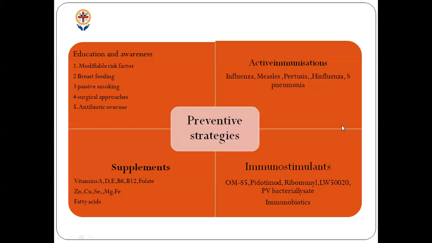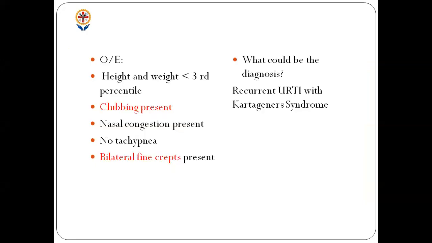So preventive strategies are very important for any condition, because we can cut it down before onset only. So what preventive measures will you take to prevent recurrent URTIs in children? Nutrition, ma'am. Nutrition should be maintained. Yes, okay.